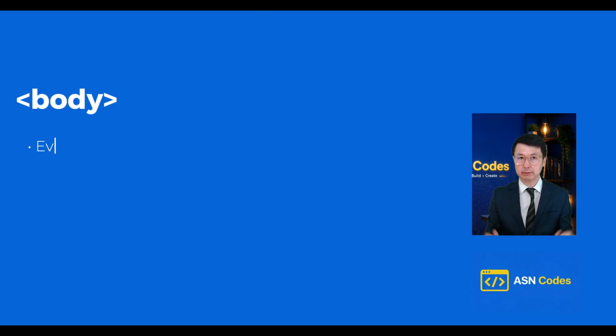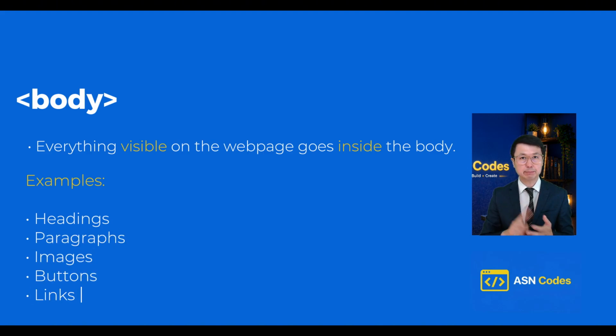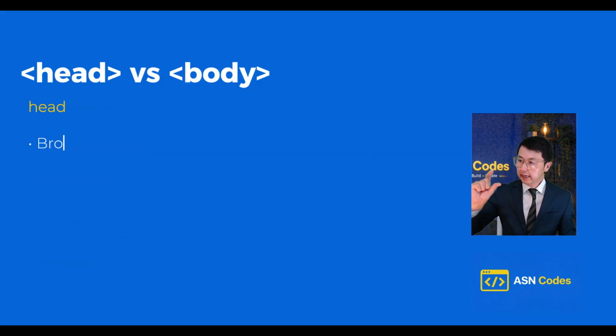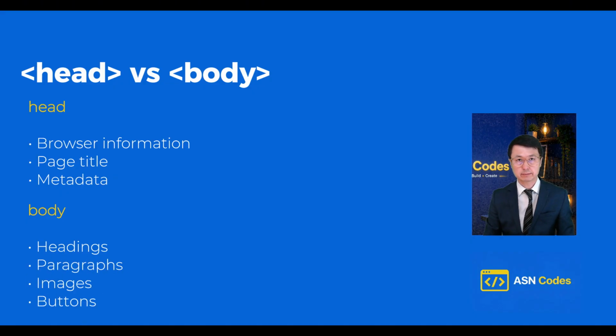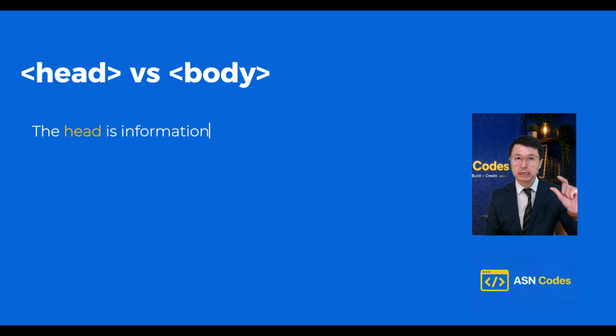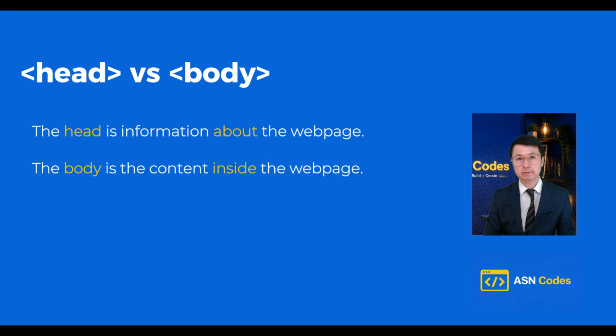Finally, we have the body element. Everything that users actually see goes inside the body. For example, headings, paragraphs, images, buttons all belong to the body. Many beginners confuse the head and the body. Here is a simple way to understand the difference. The head is the information about the web page. The body is the content inside the web page. If the users can see the information inside the web page, it belongs to the body. If the information is used by the browser, it belongs to the head.